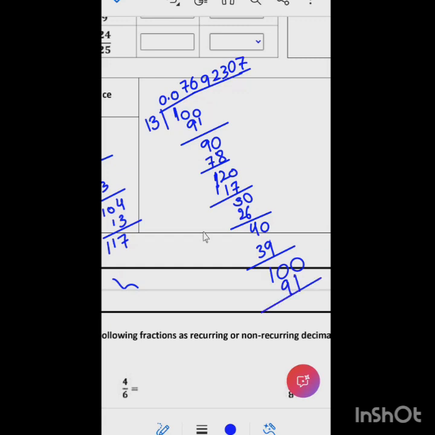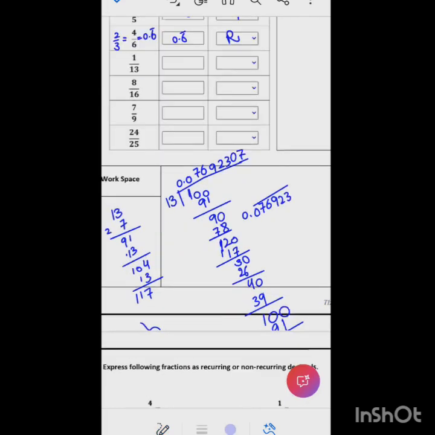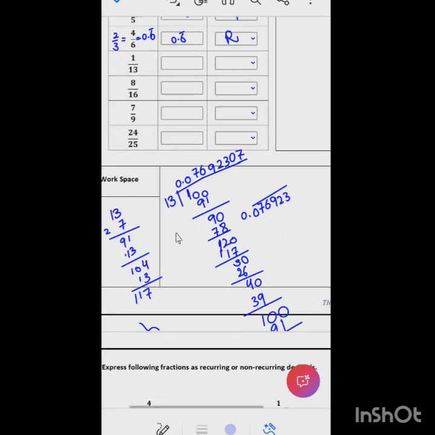So what is the repeating pattern here? Not 76923, no. The pattern starts from zero: 0 7 6 9 2 3, and over all of this a bar will come. So 1 by 13 is 0.076923 with the bar. What kind of decimal is this? This is a recurring decimal.